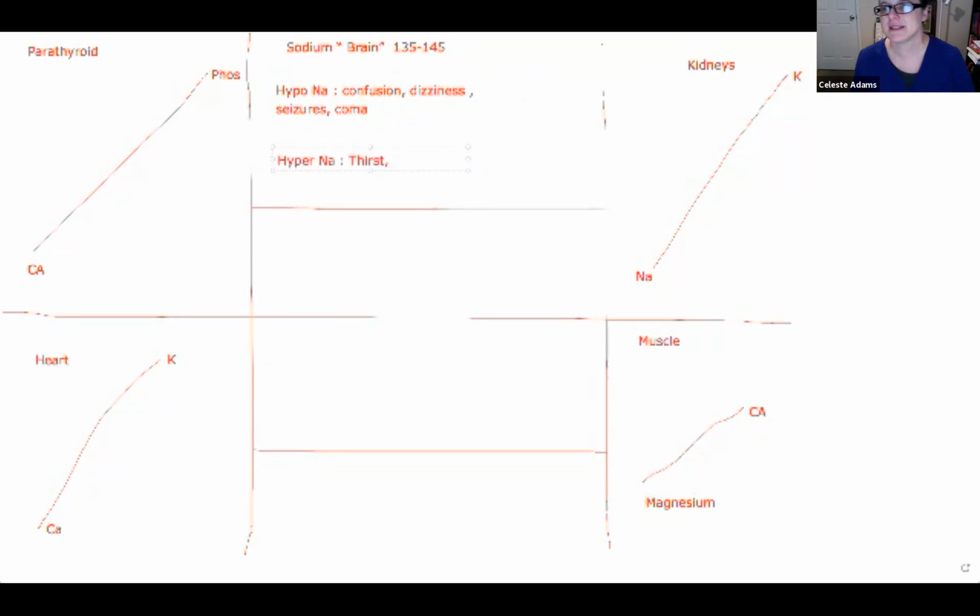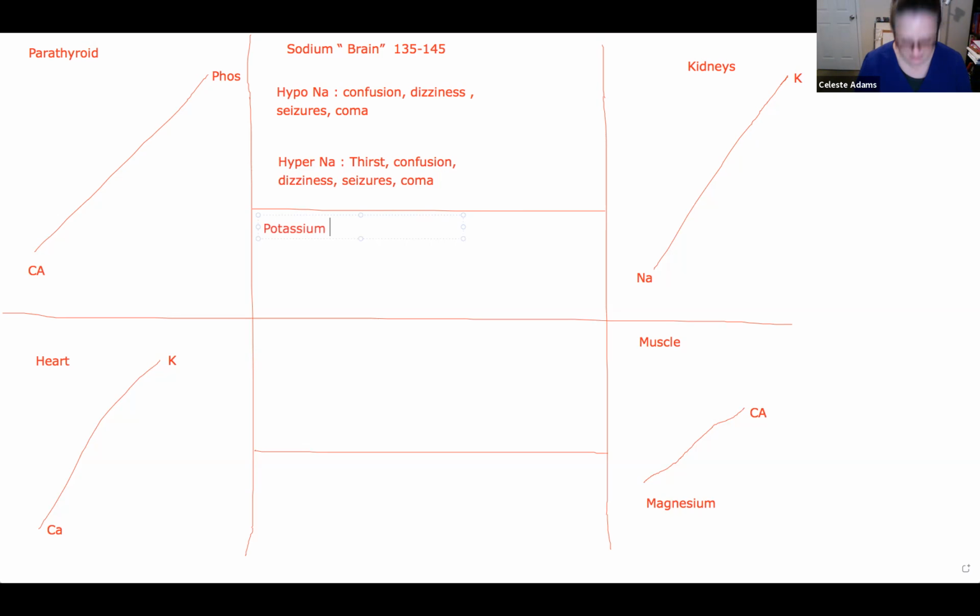All right, so potassium. What do we think of when we hear potassium? Heart. Very good. What is the normal for potassium? Is it 3.5 to 5? Yep, 3.5 to 5 is the normal. Heart is a big one, your big one for potassium.